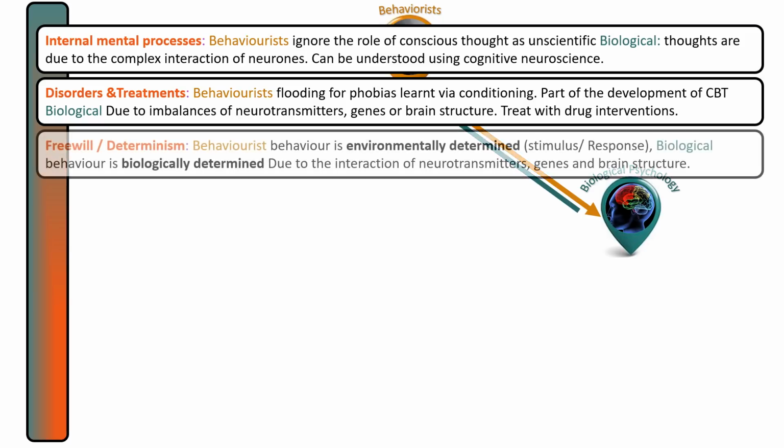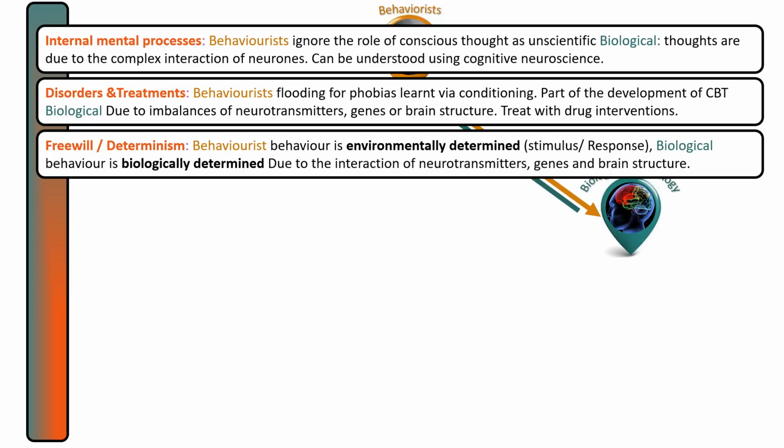When it comes to the free will determinism debate, behaviourists suggest that behaviour is environmentally determined, so behaviour is due to a stimulus-response mechanism, with no role for free will. Biological psychologists suggest that behaviour is biologically determined. You do what you do due to the interaction of neurotransmitters and genes and brain structure, and again, you have no free will.